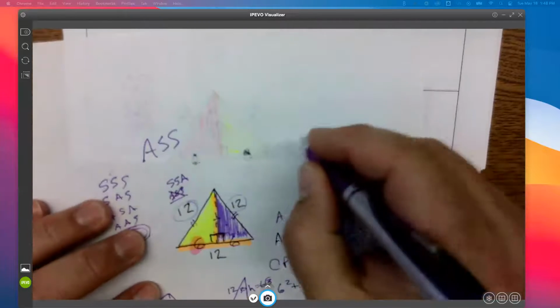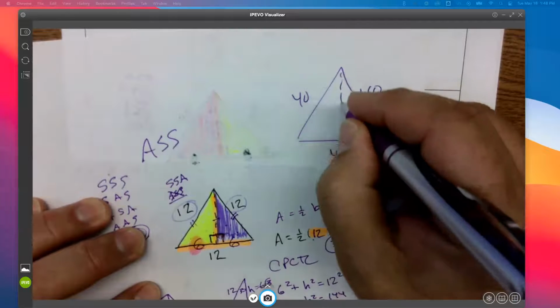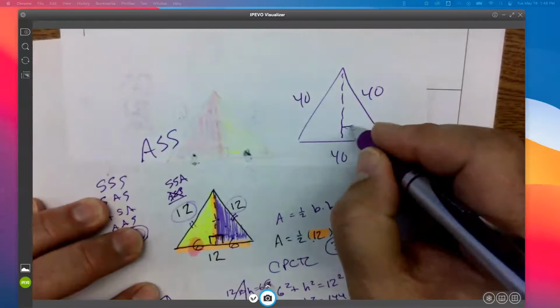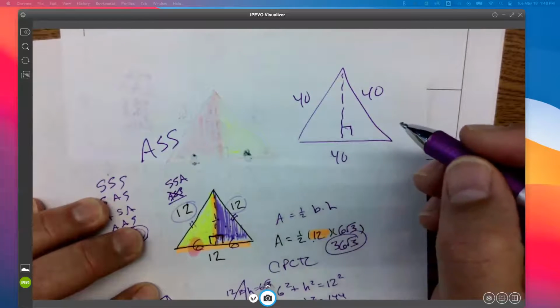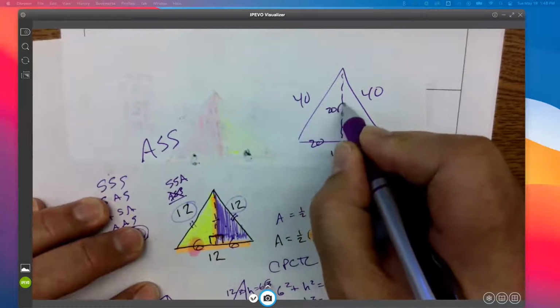What if I gave you another one? What if I asked you to find 40, 40, and 40? How long would this height be? No. Or sorry, 20 root 3. Right. These are 20, which makes this height 20 root 3.